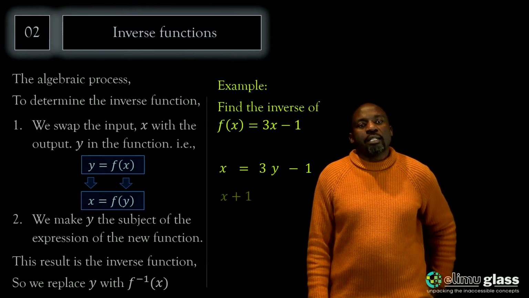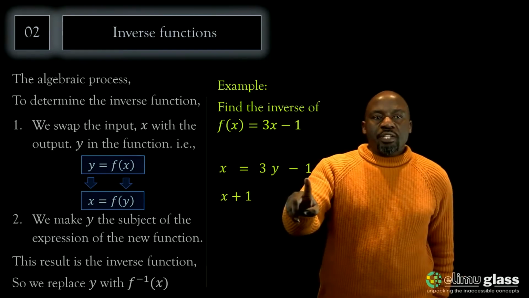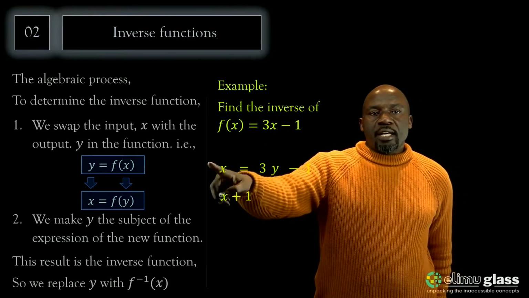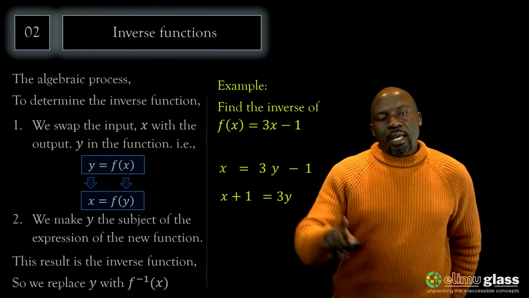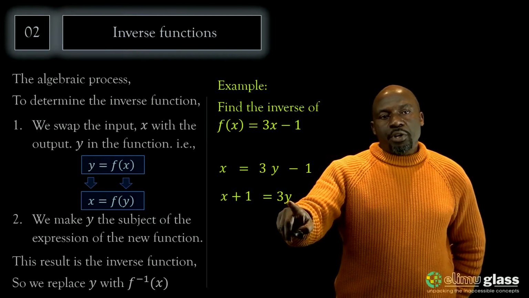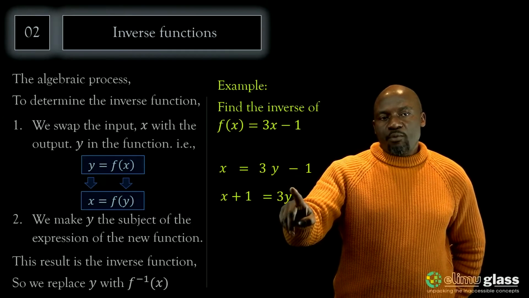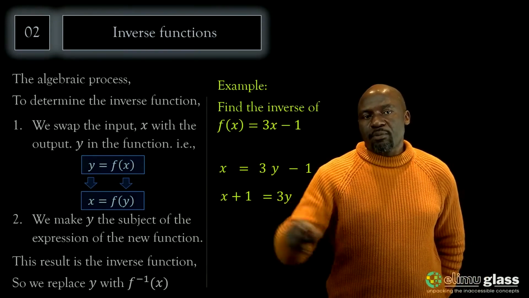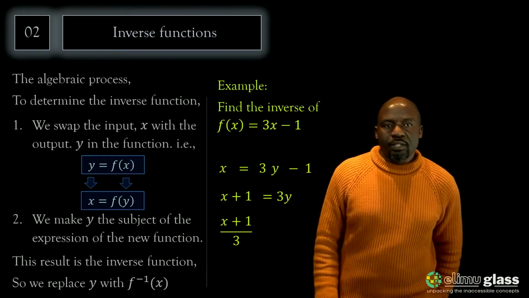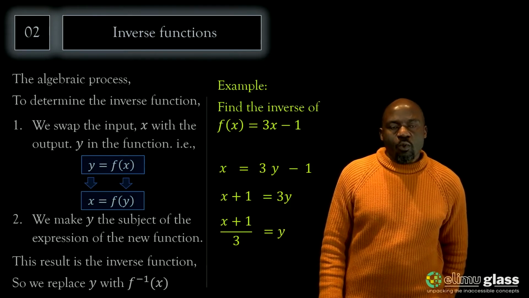So if we make y the subject of the formula, that means moving -1 to the other side, it becomes x plus 1, and we are left on this side with 3y. And now we need to divide through by 3 so that we are left with y. We are making y the subject of the formula according to this. So if we divide both sides by 3, we have x plus 1 over 3 equals y.